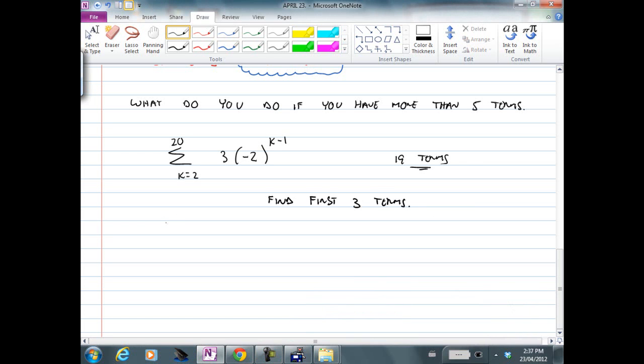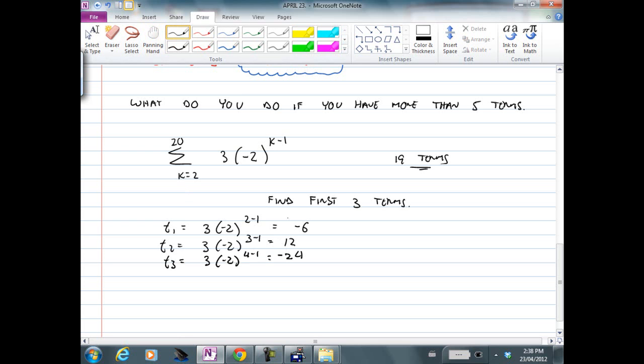My first term, T1, I let k be 2. So 3 times negative 2, power 2 minus 1, and I should have negative 6. Okay. T2, I do the exact same thing, but I'm going to let k be 3, and you should have 12. Whoa, whoa, whoa. 3 minus 1 is 2. Negative 2 squared is 4. T3. Okay, I'm going to show you what I'm trying to find. 3 times negative 2, 4 minus 1, and I should have negative 24.